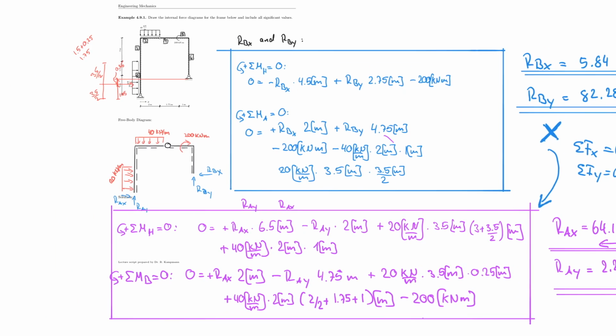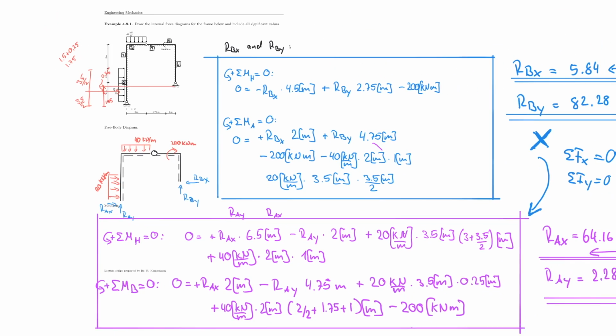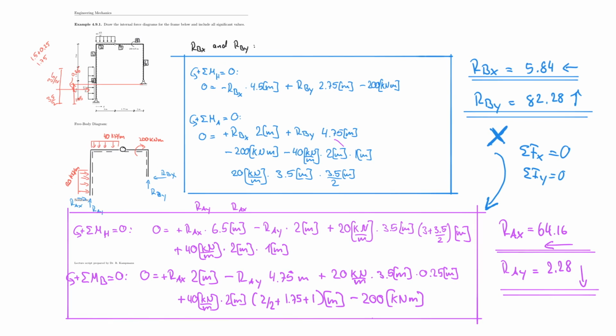And just to clarify, we have RBX and RBY, so let's focus on the X direction first. RBX and RAX and also the 20 kilonewton meter, they all act in the horizontal direction, so they all together have to balance each other, which they do in our case. Similarly, RAY, RBY, and the 40 downwards all act in the vertical direction, therefore they have to balance each other. You can see in our numbers that that is true, and so I can move on to draw my internal force diagrams now.